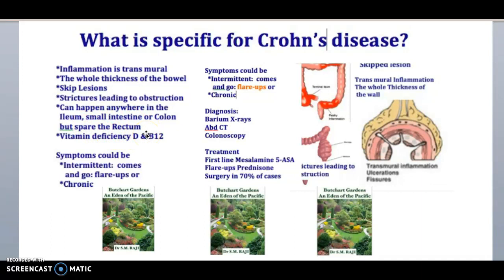There's also vitamin D and B12 deficiency, and the symptoms could either be intermittent, coming and going as flare-ups, or chronic. So you have to note that. The diagnosis for this could be barium x-rays, abdominal CT, or in some cases even colonoscopy. So what is the treatment? First line is mesalamine, 5-ASA. For flare-ups, prednisone, or surgery in 70% of cases. It is very important to note that, as it is quite different from the other disease.